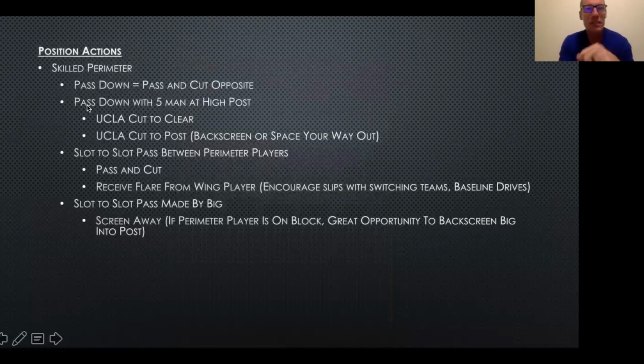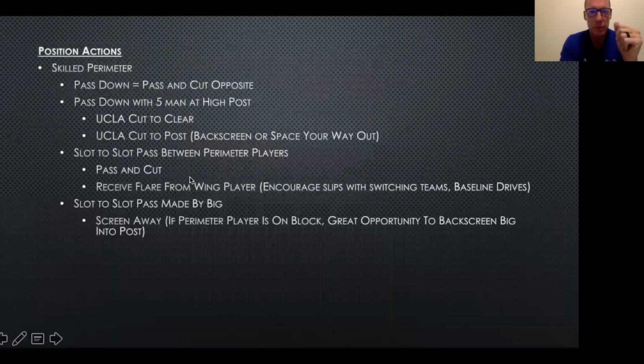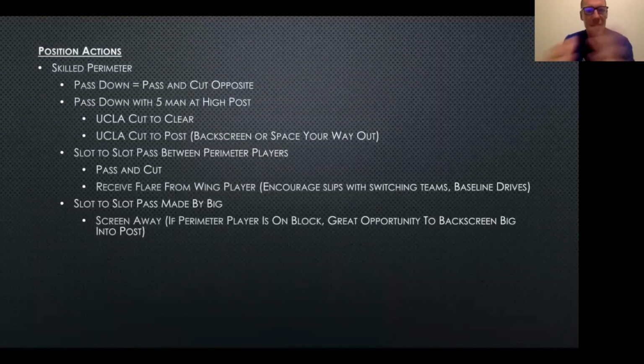Pass down with the 5-man at the high post, a UCLA cut. For those that aren't used to that terminology, if the ball goes to the side and the 5 as the offensive player is at the high post, just cut, and then you're coming down into this area or filling out depending on what rules you want to do. So simple UCLA cut, okay?